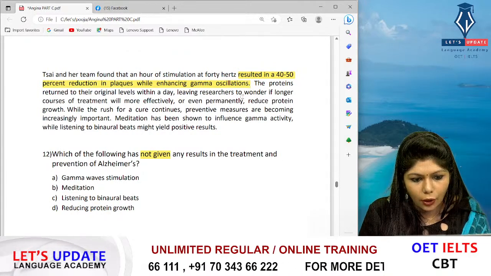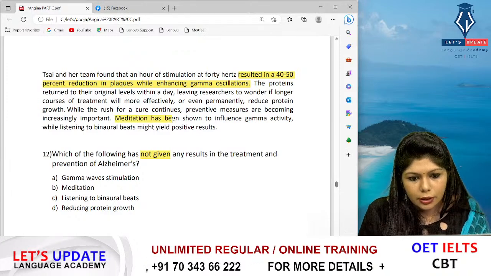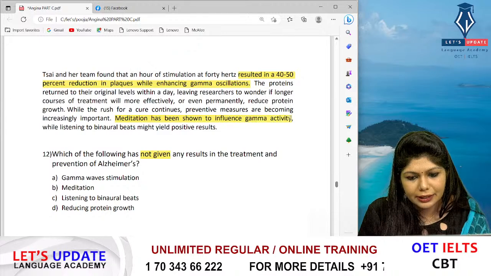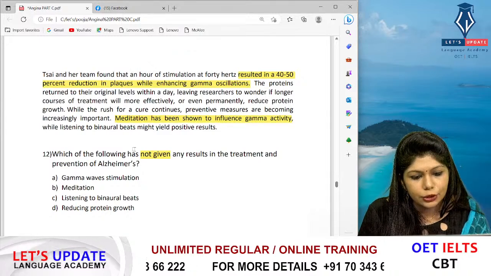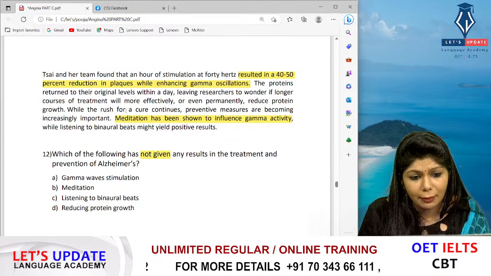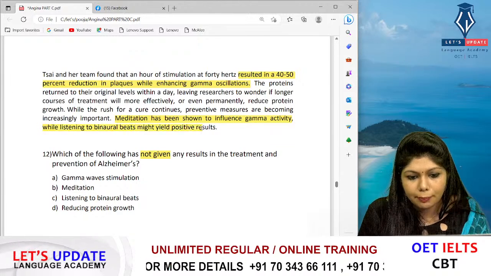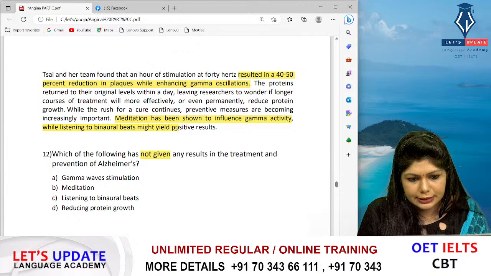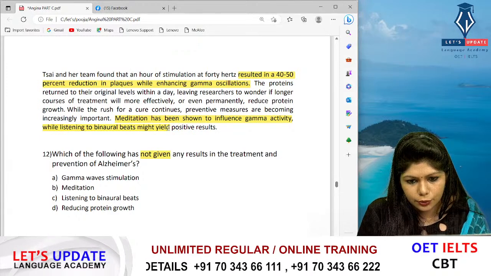And look at option B, meditation. Yes, meditation has been shown to influence gamma activities. It is also mentioned. And look at C, listening to binaural beats. Yes, it is also mentioned, while listening to binaural beats might yield positive results. Okay, so you got results for that also.